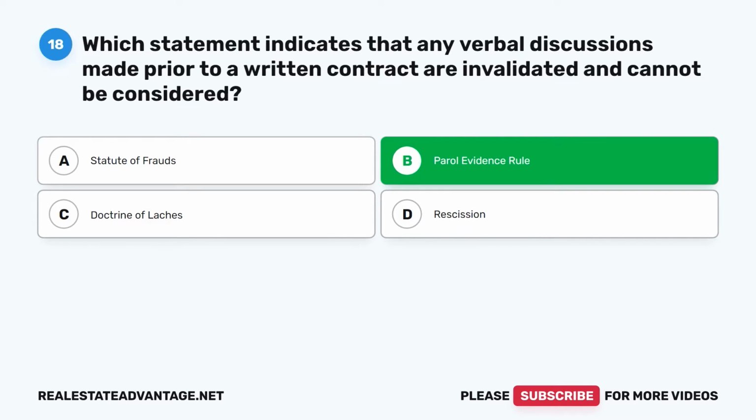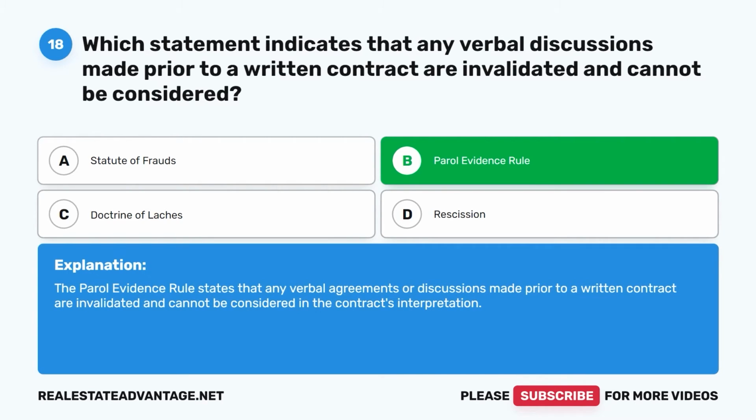Parole evidence rule. The parole evidence rule states that any verbal agreements or discussions made prior to a written contract are invalidated and cannot be considered in the contract's interpretation.